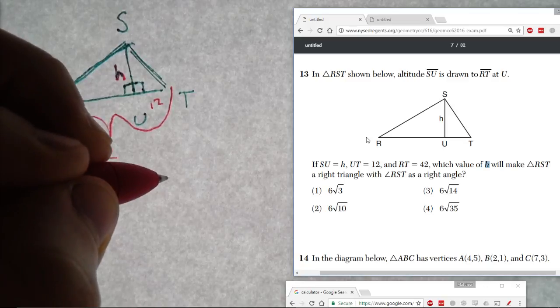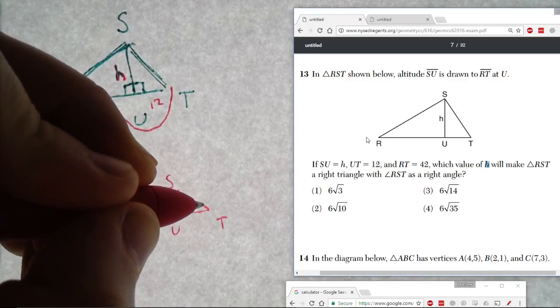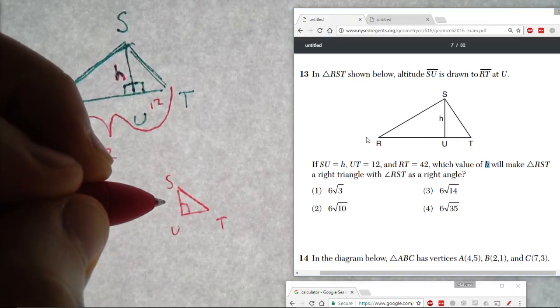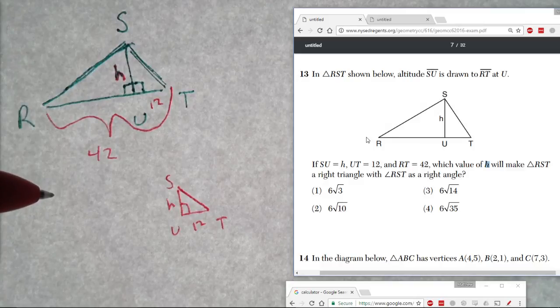I'm going to draw SUT. SUT looks like this. It's got a right angle, H, and 12. I just took that from the small little triangle over there.